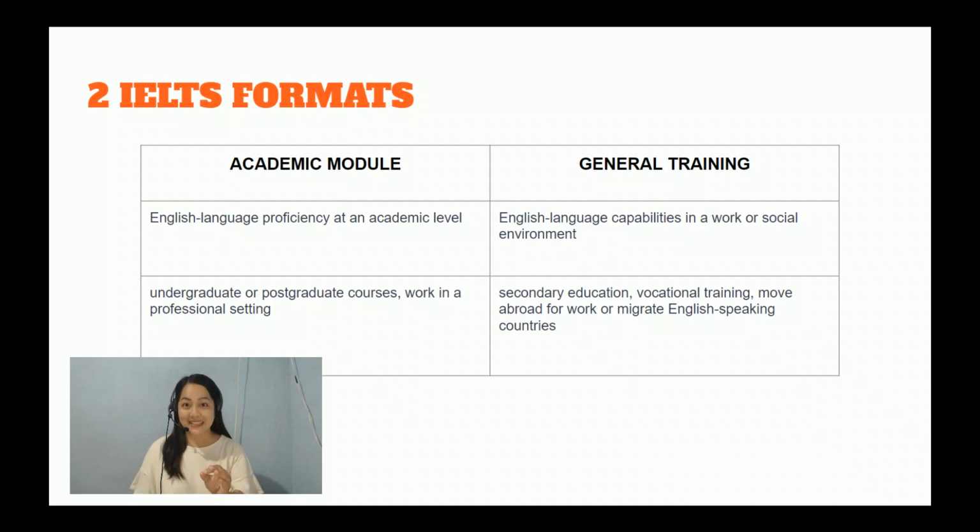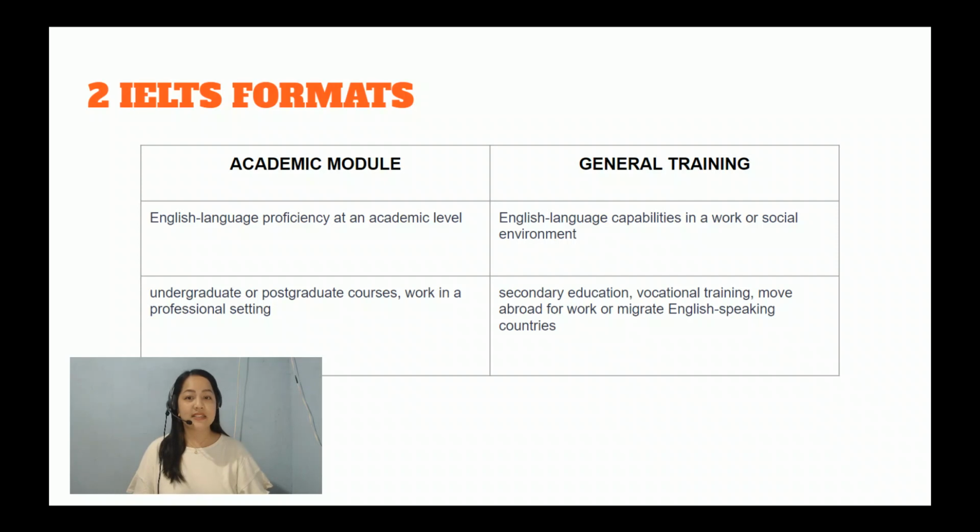This test assesses the test taker's English language proficiency at an academic level. On the other hand, the general training only assesses the English language capabilities of the test takers in a work or social environment. Therefore, it is much more fitted to those people who wish to get their secondary education, maybe complete a vocational training in an English-speaking country, or work or migrate to an English-speaking country.